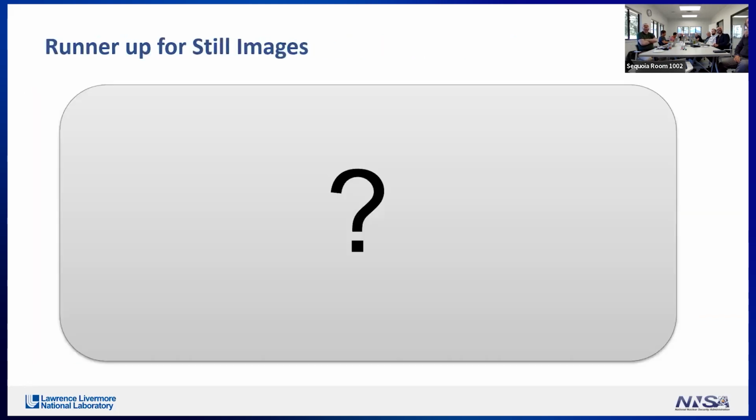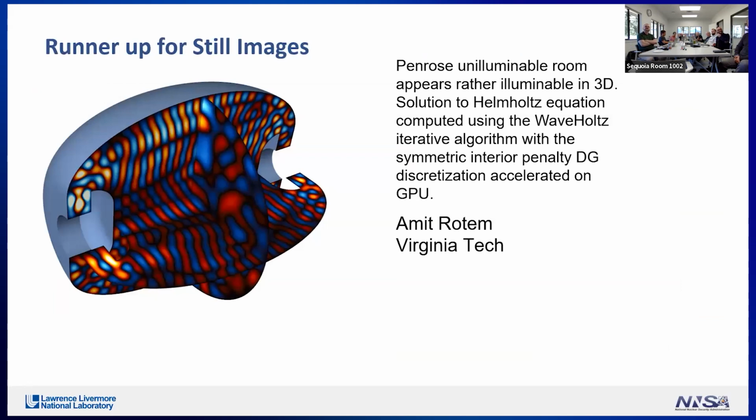So the runner-up for still images. This is a really interesting one, and you guys saw this earlier. This is the Penrose unilluminable room appears rather illuminable in 3D. It's a solution to the Helmholtz equation computed using the Wave-Holtz iterative algorithm with the symmetric interior penalty DG discretization, accelerated on GPU by Amit Roshan at Virginia Tech. Amit, do you want to chime in and say a couple words?